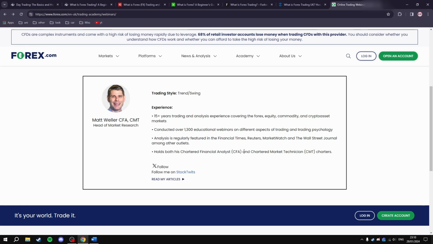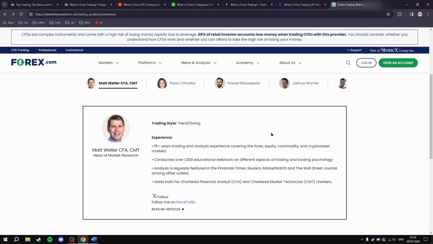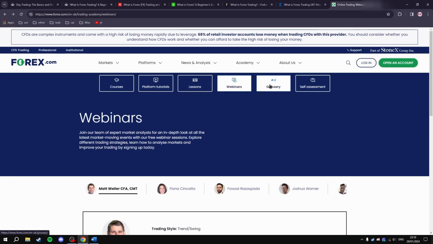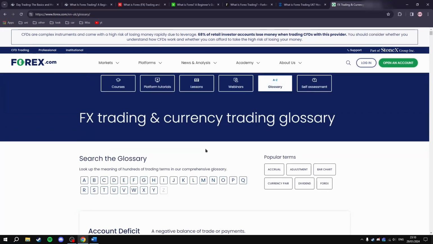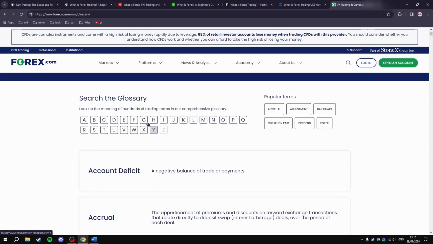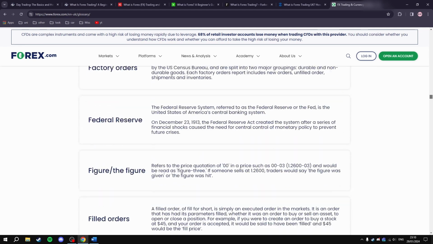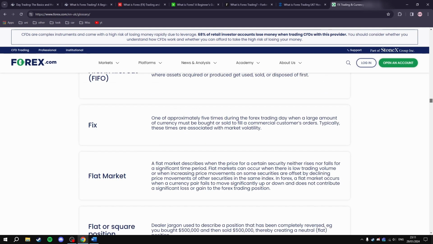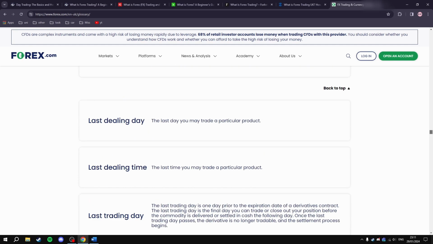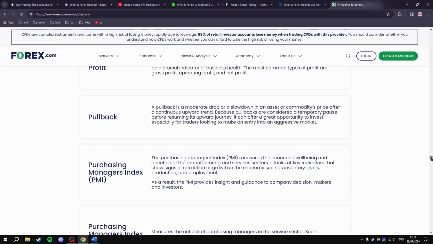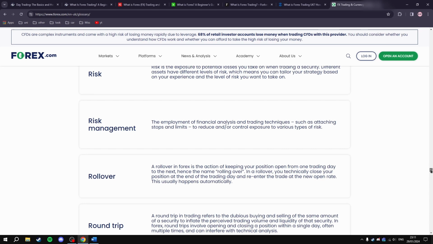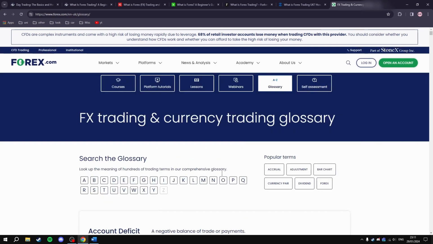Holds both his chartered financial analyst and chartered market technician. Right, okay, so not this one, glossary. Let's see what's in the glossary. Oh, okay, so this is sort of the words and what they mean. Okay, this is useful.